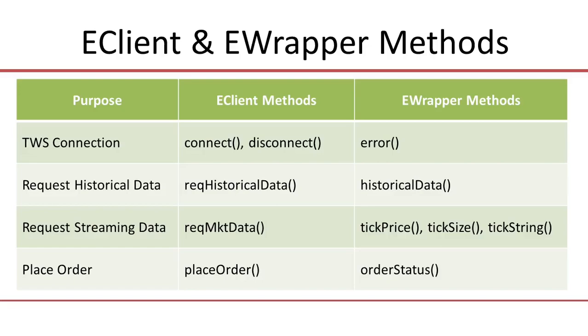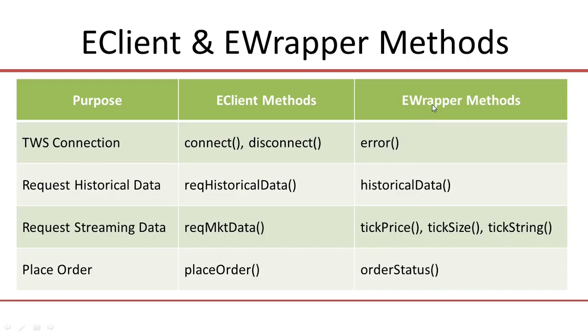We saw that EClient and EWrapper classes have various methods which can be used by our application to handle any communication with TWS. For example, if we want to initialize or terminate a connection with TWS, we can make use of connect or disconnect method available in EClient class, and TWS would return the status of connection using error method in the EWrapper class.